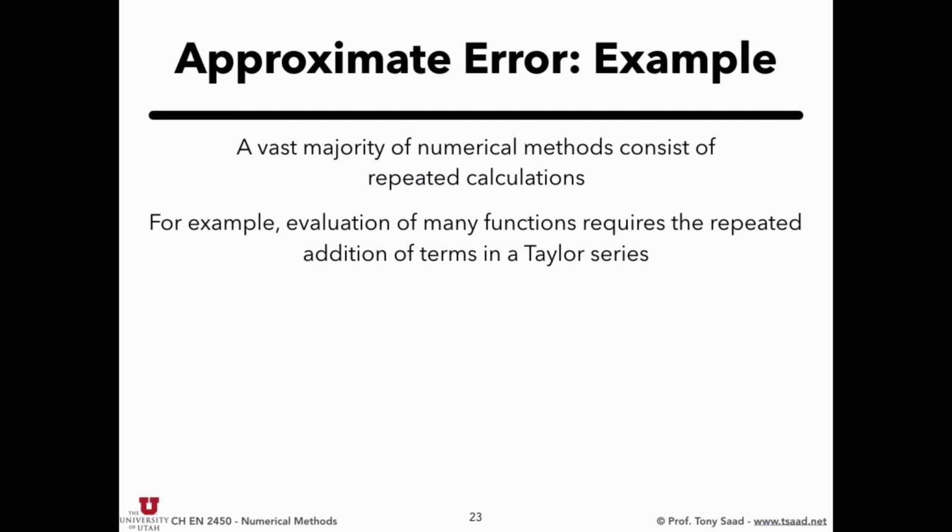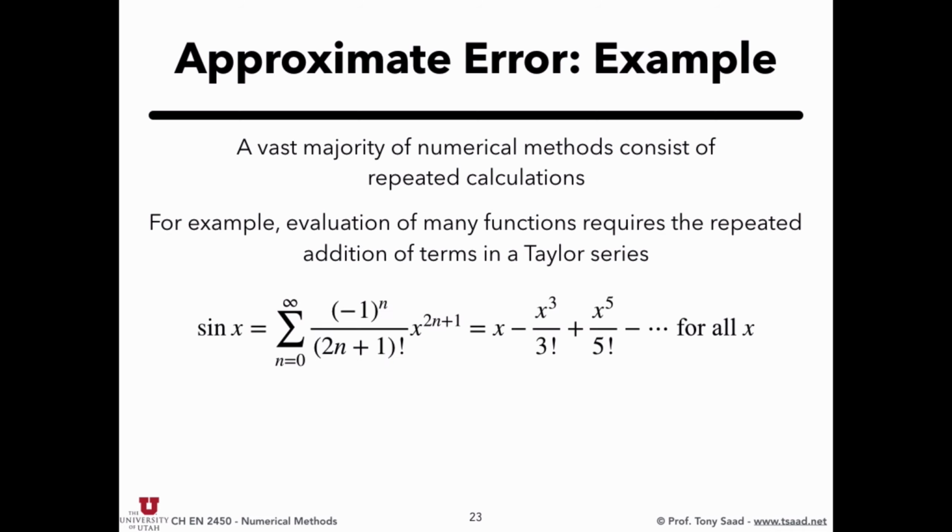And the idea behind Taylor series is that you can take complex functions, such as the sine function, evaluated at any x, and then you can express that as this summation: x minus x cubed over 3 factorial plus x to the 5th over 5 factorial minus x to the 7th over 7 factorial, and so on for all x. And so, for example, for sine of 0.1, you just put in 0.1 over here, and then you evaluate the sine function.